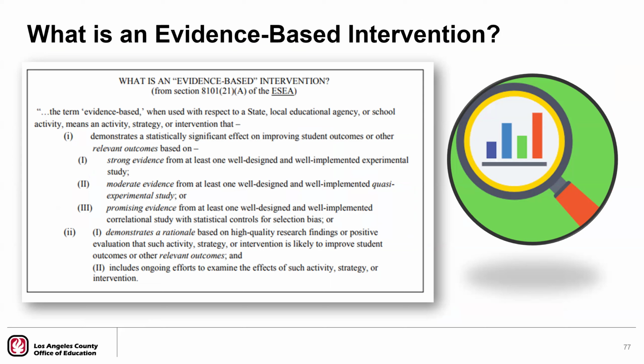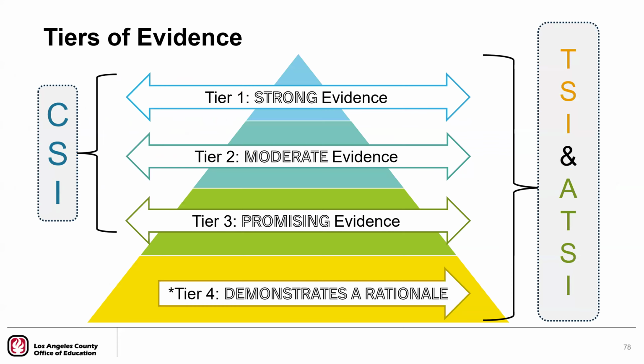So here we're taking a look at Section 1801 of the Elementary and Secondary Education Act. This defines the distinction between evidence-based strategies that have been proven to have statistically significant effects on improving student achievement and those that demonstrate a rationale or likelihood based on research to date to impact student achievement. These criteria are reflected in the 4 tiers of evidence. Let's take a look at these 4 tiers.